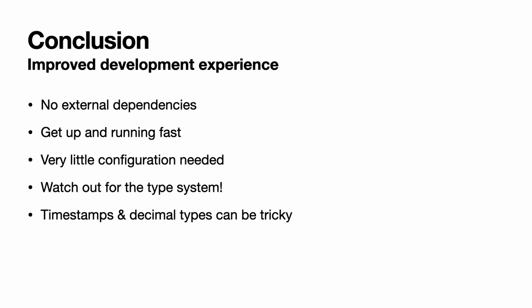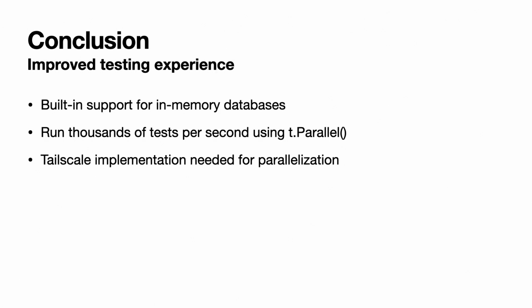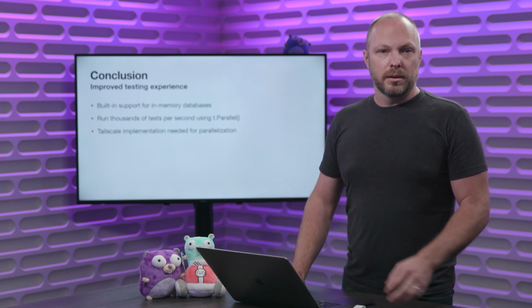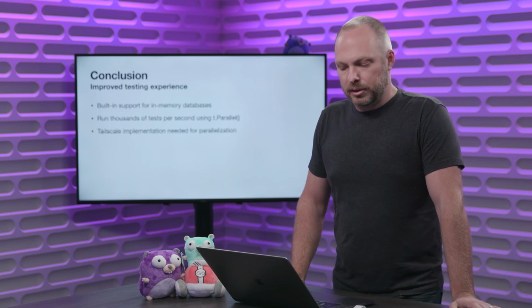As far as types go, timestamps and decimals are always going to be tricky. But generally, I would say that RFC 3339 timestamps work pretty well. On the testing side, the in-memory support is fantastic. You get your tests running super fast. You can constantly run them whenever you make code changes instead of waiting seconds or minutes. You get your feedback sub-second, even for hundreds of tests. There is parallelization you can use, but again, there's a caveat. The Go SQLite 3 library doesn't work as well with parallelization, and you really need to evaluate the Tailscale implementation, even though it's still a work in progress.